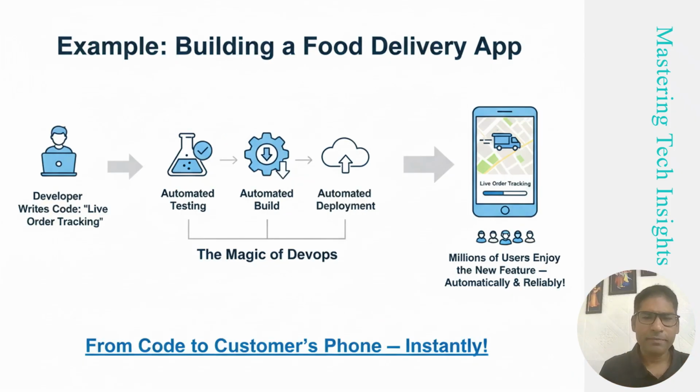For example, imagine you build a food delivery app. With DevOps, when you write code to add a new feature, say live order tracking, the automation tools will automatically test, build and deploy that feature to the server without you manually doing every step. That is the magic of DevOps.